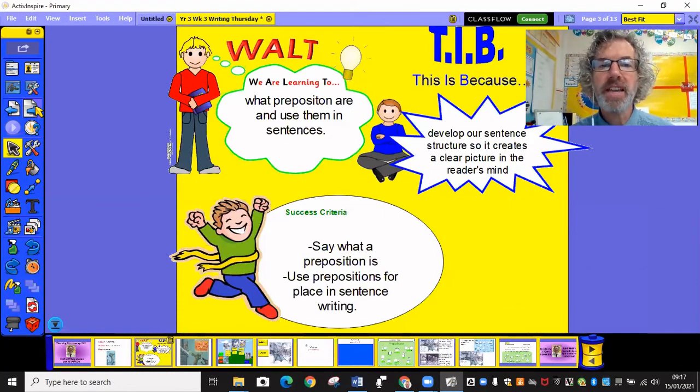So today we are learning what prepositions are, and we're going to use them in sentences. This is because we want to develop our sentence structure so it creates a clear picture in the reader's mind. Our success criteria are that we need to be able to say what a preposition is and use prepositions for place in our sentence writing.